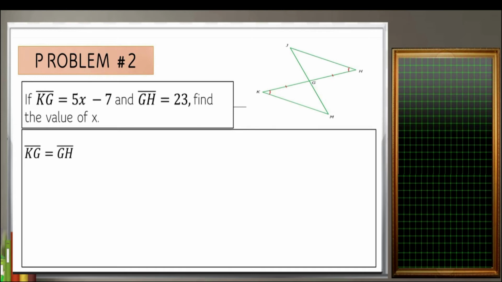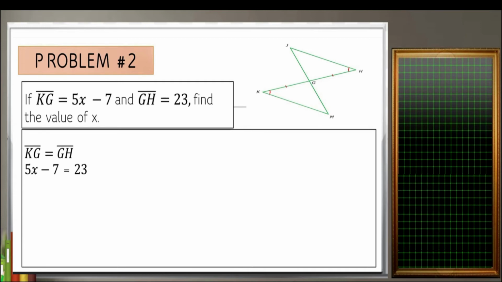Next, we will substitute their value. For KG, that is 5x minus 7, and for GH, that is 23. Now we have the equation 5x minus 7 is equal to 23. For this equation, we're going to do the same process like what we did in number 1. Since we are looking for the value of x, we need to make the left side 5x only.